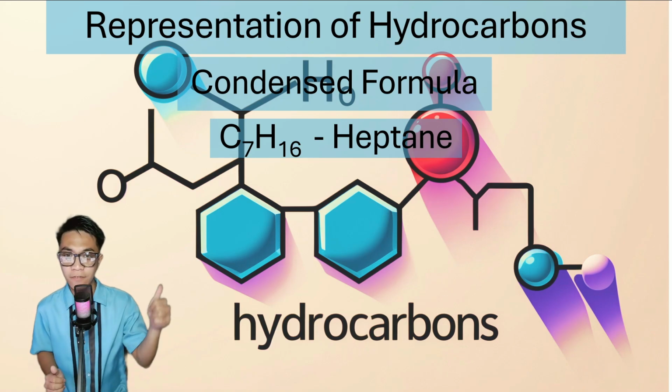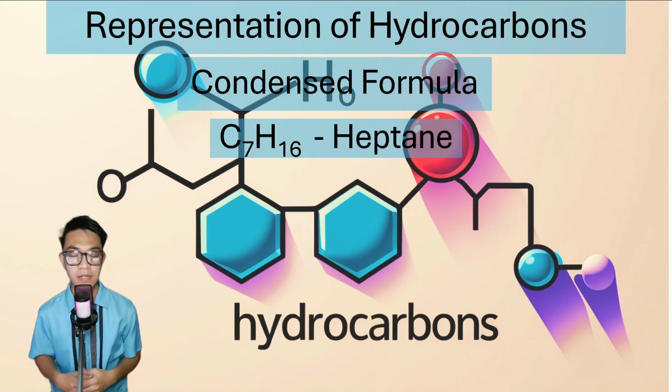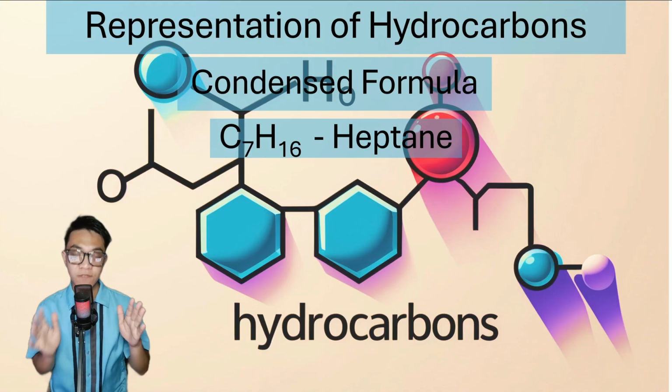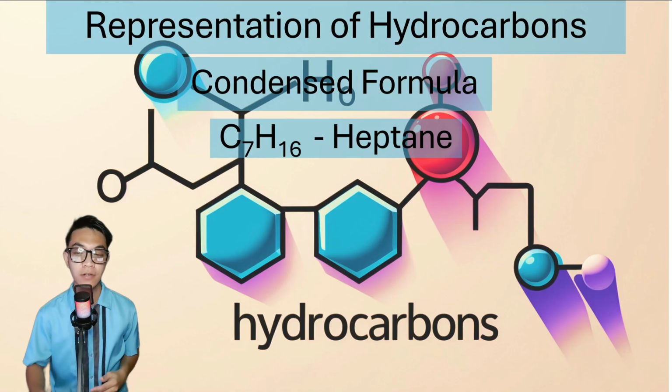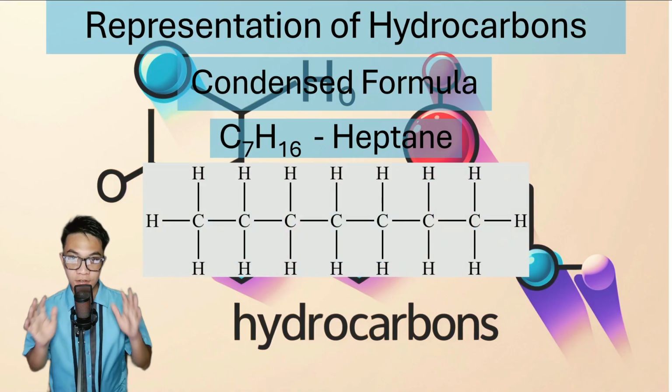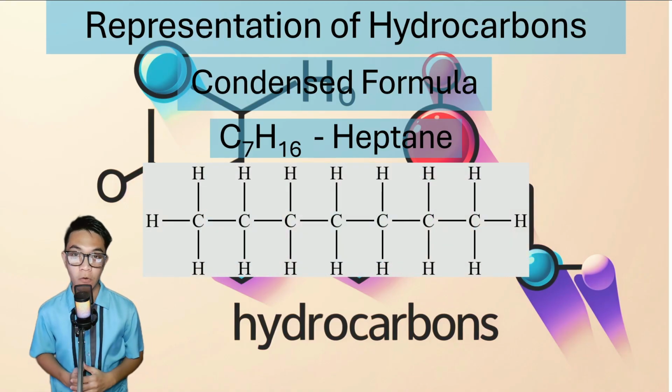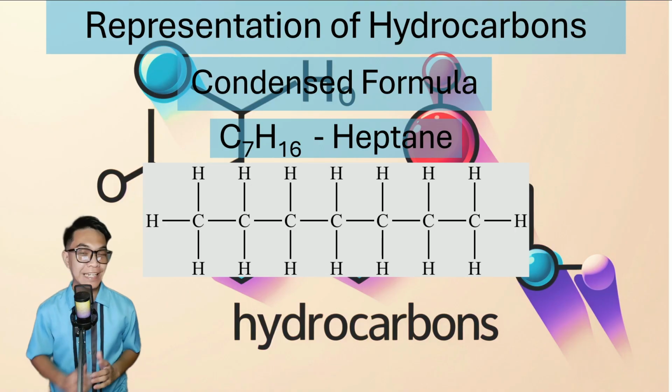So let's have our same example of heptane. For our C7H16, to get our condensed formula, we will be needing our graphical formula. In this case, this is the graphical formula of our heptane. To make it easy for us to track with the making of our condensed formula, this is what I do. This is my technique.